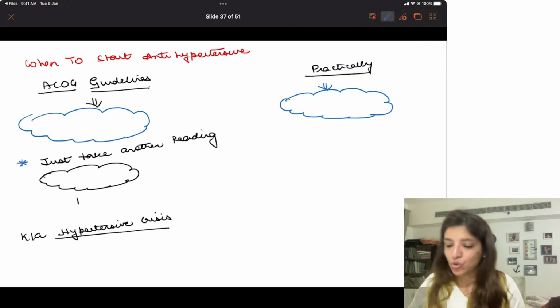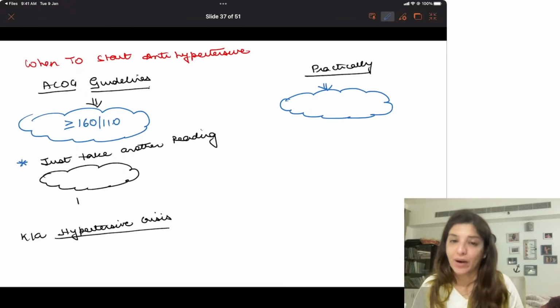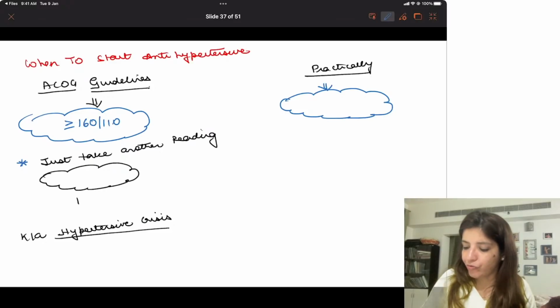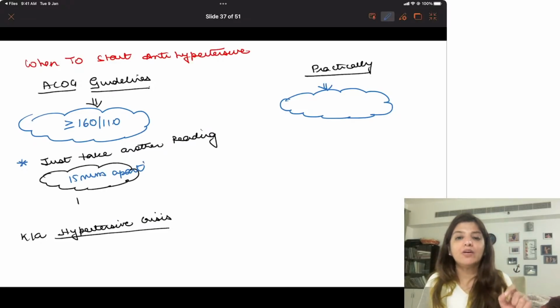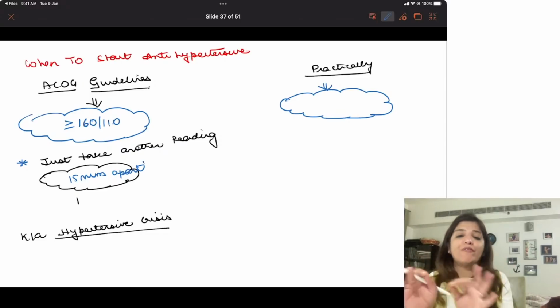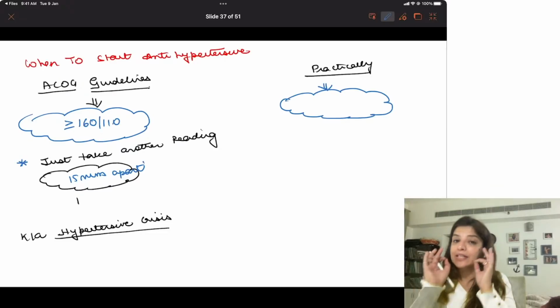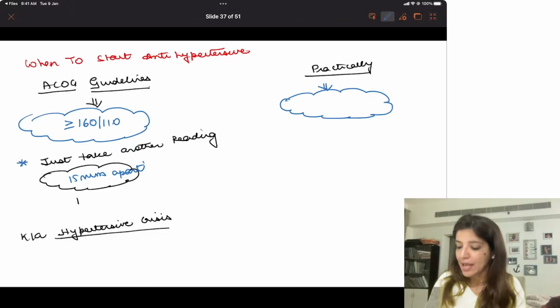According to ACOG, antihypertensives should be started when BP is more than 160 by 110 on 2 occasions 15 minutes apart. So if you are getting 160 by 110 BP, you don't have to wait for 4 hours. After 15 minutes you take another reading and again it is more than 160 by 110, then that's an indication to start antihypertensive therapy. This is what is called a hypertensive crisis, when BP becomes more than 160 by 110, and the drug of choice is IV labetalol.